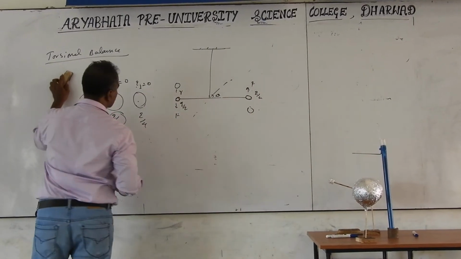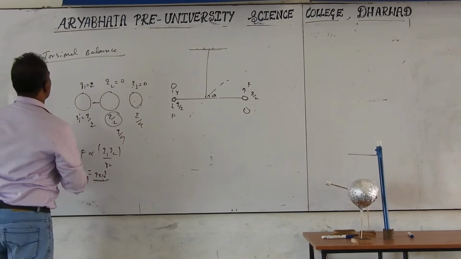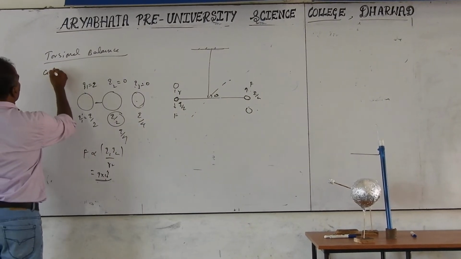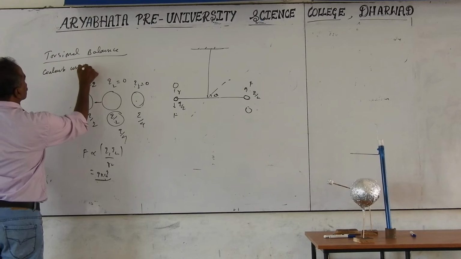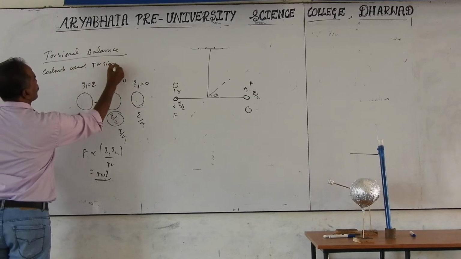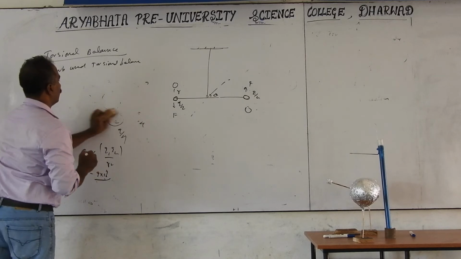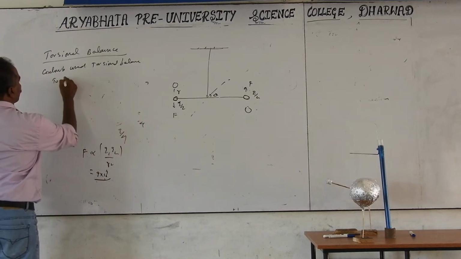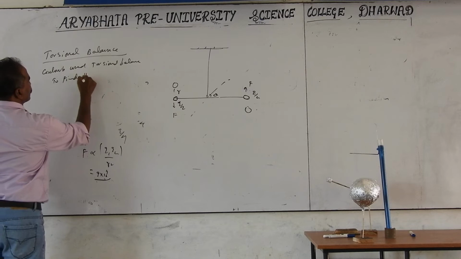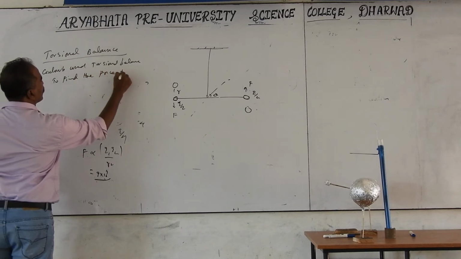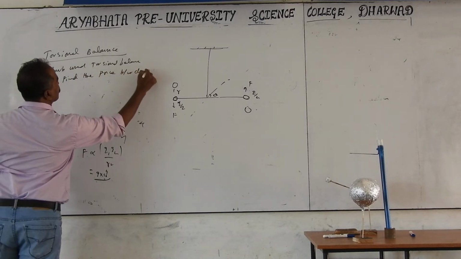This is the torsional balance. So Coulomb used the torsional balance to find the force between the charges.